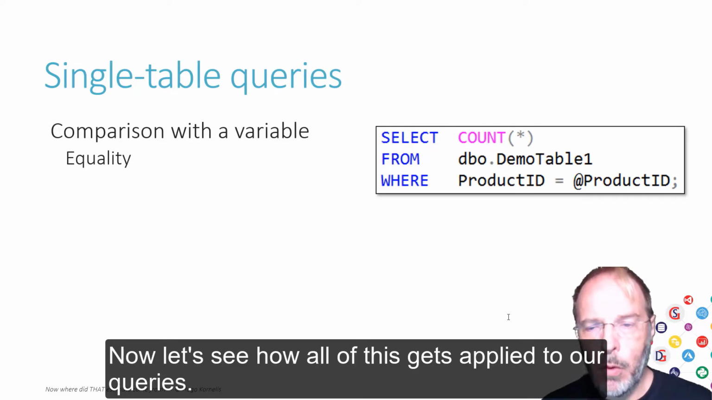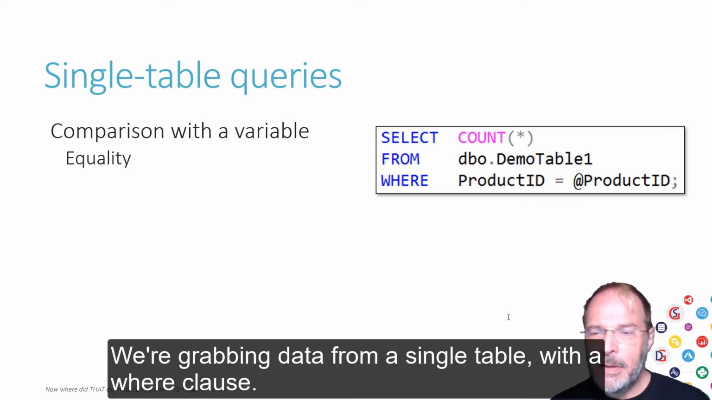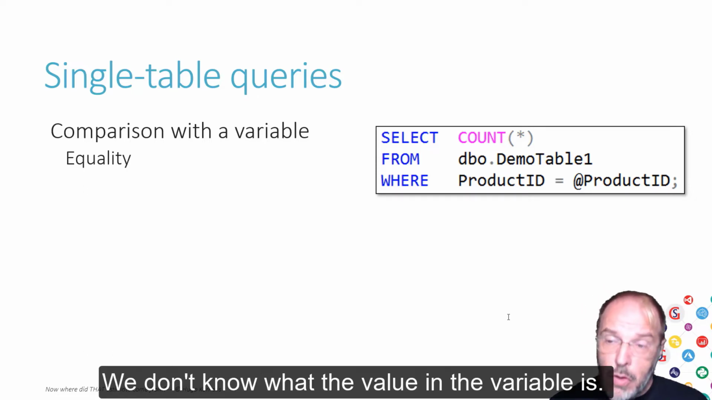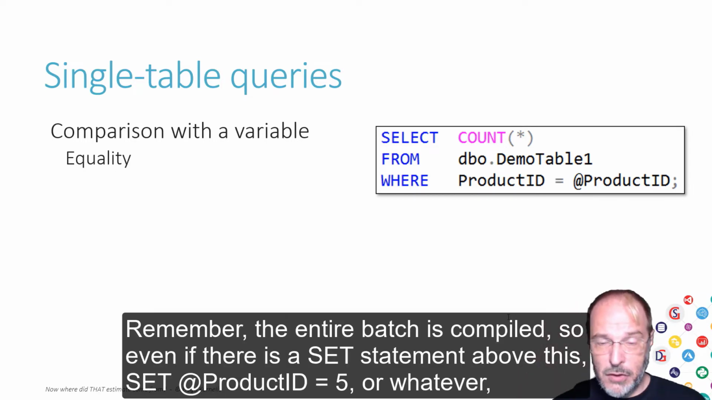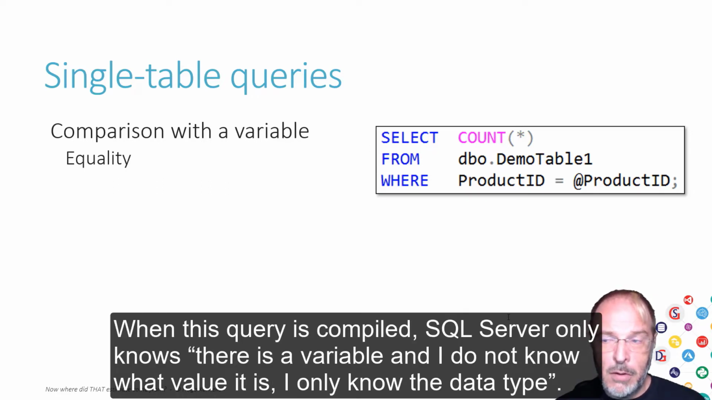Now let's see how all of this gets applied to our queries. So let's start simple. We're grabbing data from a single table with a where clause, and the where clause uses equality on a variable. We don't know what the value in the variable is. Remember, the entire batch is compiled, so even if there is a set statement above this that sets product ID to 5 or whatever, that hasn't executed yet. When this query is compiled, SQL Server only knows there is a variable and does not know what value it is. It only knows the data type. Let's assume it's the correct data type.